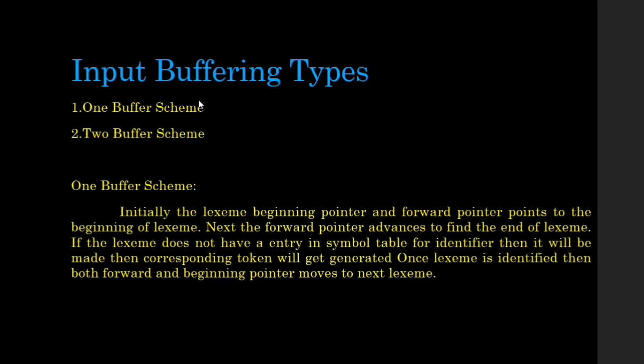Now, there are two types of buffering. One is the one buffer scheme, another is called the two buffer scheme. In the one buffer scheme, the forward pointer advances from the beginning of the lexeme to the end of the lexeme, and it verifies whether the lexeme has an entry in the symbol table or not. If it does not have an entry, then the corresponding entry will be made in the symbol table, and next the beginning pointer will move to the next lexeme. So from the beginning pointer to one step before the forward pointer is considered to be the lexeme here.